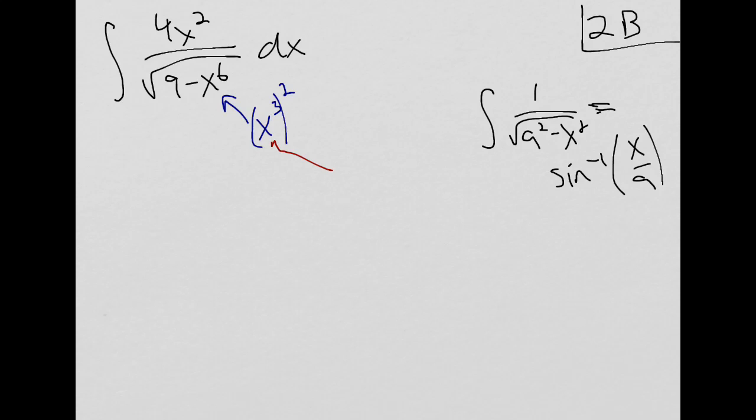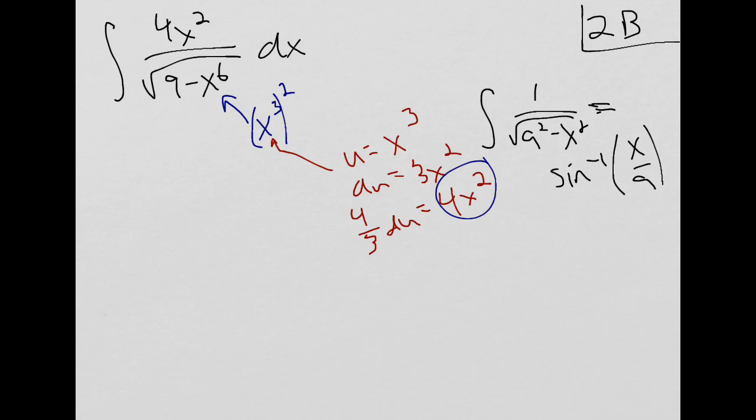So I'm going to look for u sub, and I'm going to let my u equal that x cubed right there. So u equals x cubed. That makes du equal to 3x squared. Notice I've got a 4, so I'm going to multiply by 4/3. 4/3 du equals 4x squared.